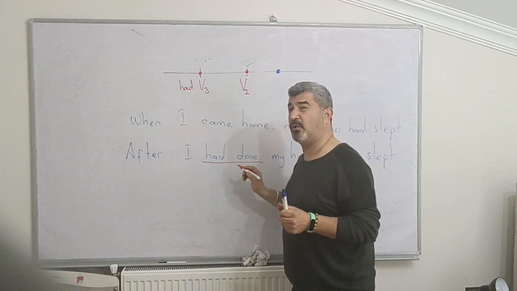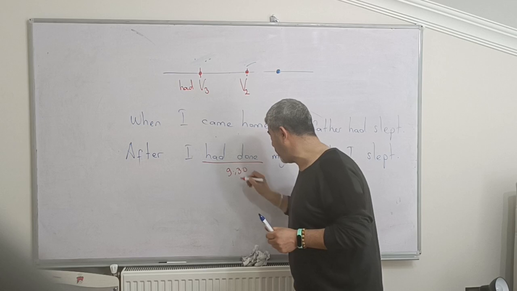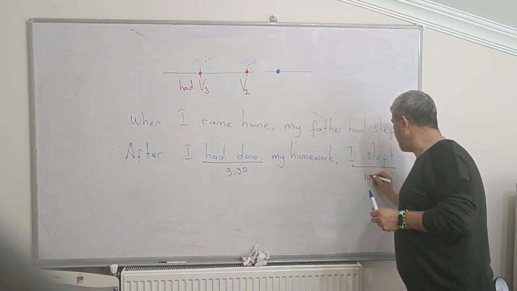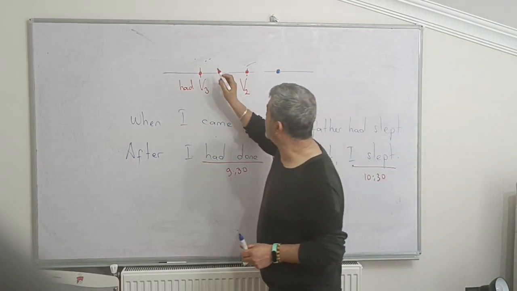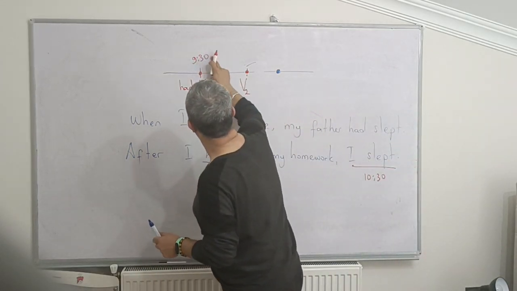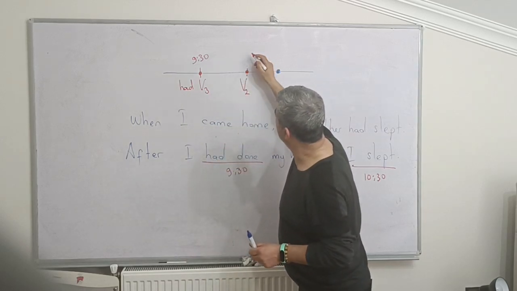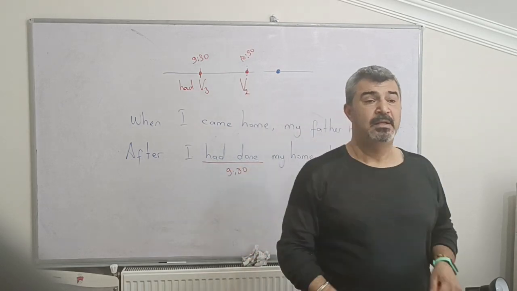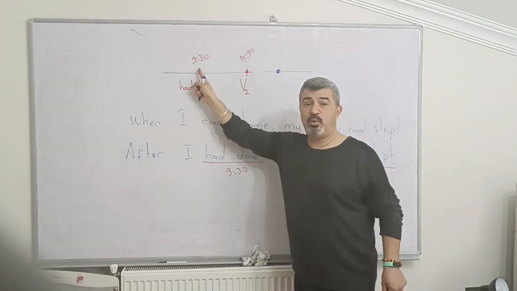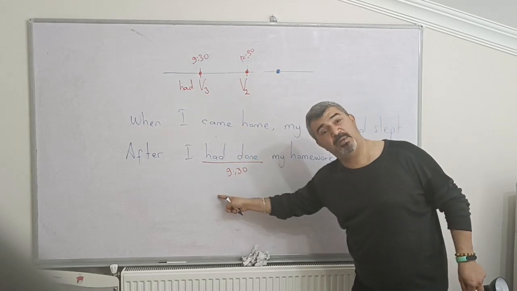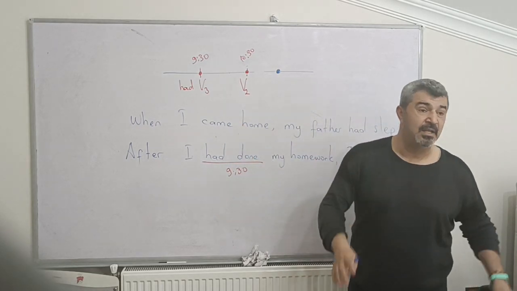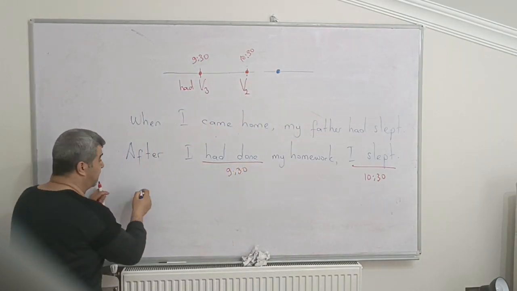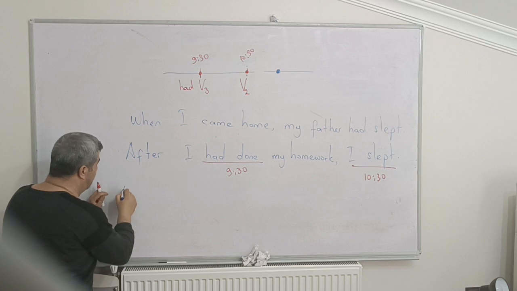For example, what time did you do your homework? Let's say you did your homework at 9:30 and you slept at, for example, 10:30. So if we talk about the first action, we use past perfect in the past. If we talk about the second action, we use simple past. And another example with before, let me finish this past perfect with a before example.